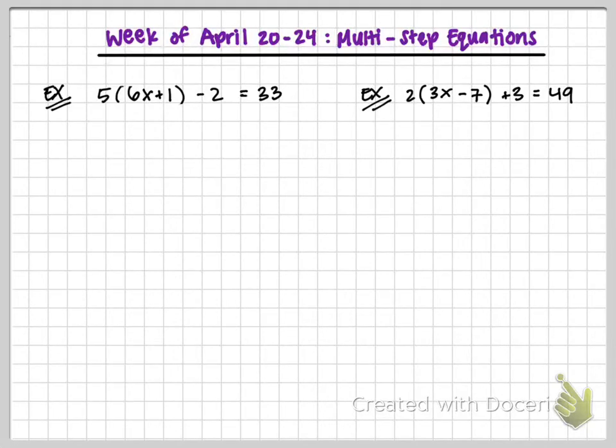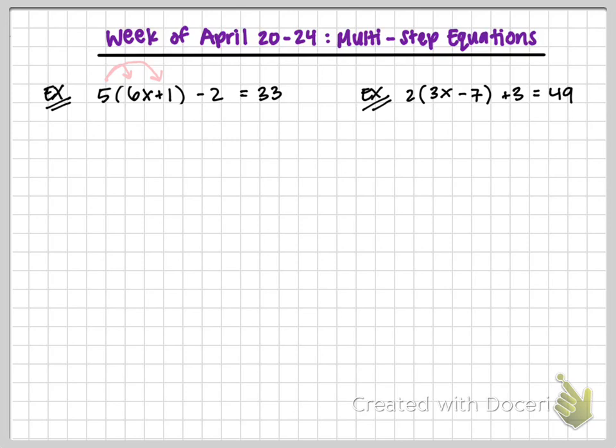All right, so here's another kind of example. This one over here says 5 times the quantity of 6x plus 1 minus 2 equals 33. Right off the bat, you guys should notice that there are parentheses in this problem, and there's a term right outside the parentheses, which means that we need to distribute. So let's start off with that. Let's go ahead and distribute the 5 to everything inside the parentheses.